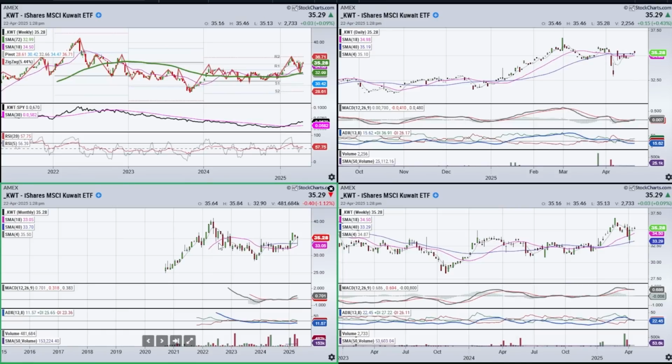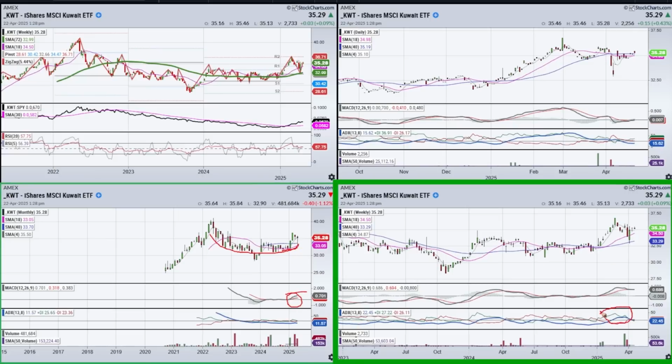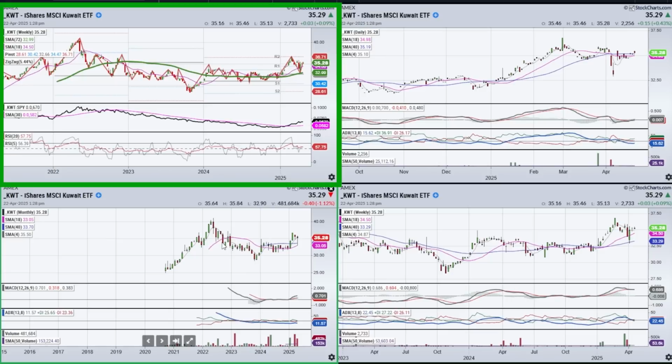Now, look at Kuwait. Kuwait doesn't have as much history, but the pattern itself is really attractive. We got a nice cupping pattern holding the 18-month, which is now rising. We've got the MACD turning at the zero line. And then again, we're showing signs of buyers showing up, and we get this kind of breakout pattern, and then we're holding the breakout area on the pullback. So kind of intriguing from that standpoint.